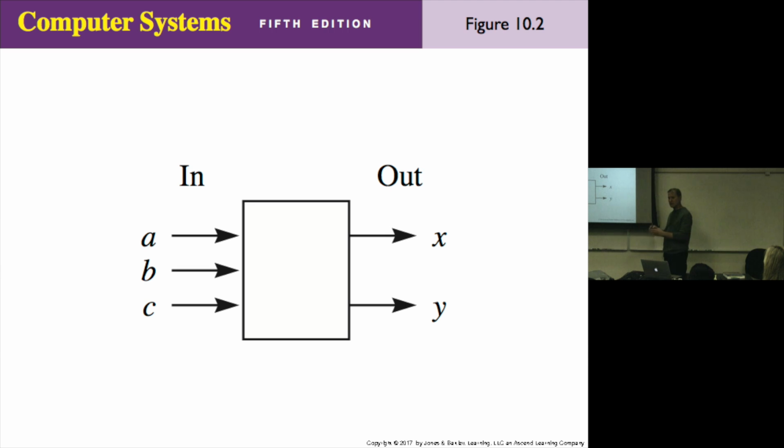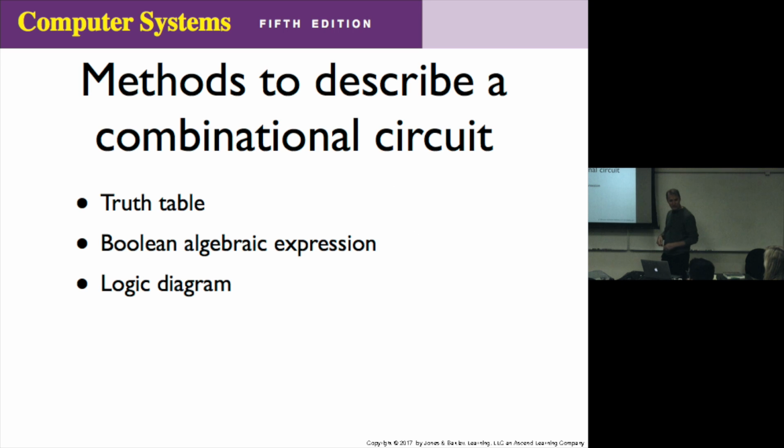Even more brute force than that. The output depends only on the input. Each input can either be a 0 or a 1. So how could I tell you what this combinational circuit does? A list, but actually we did this in formal methods at the very beginning. A truth table? Yeah, a truth table. You could specify it with a truth table.